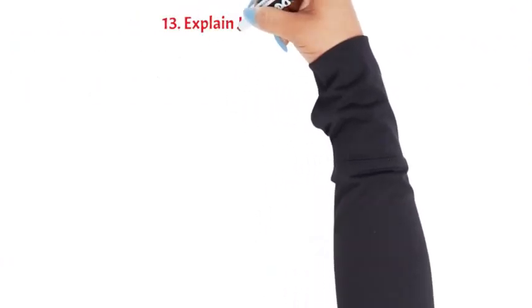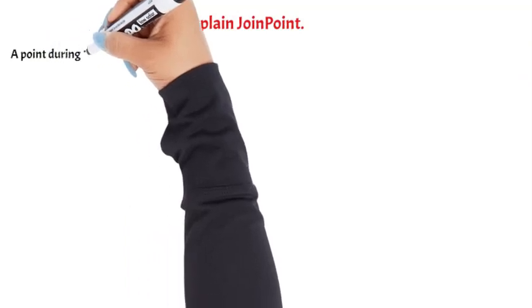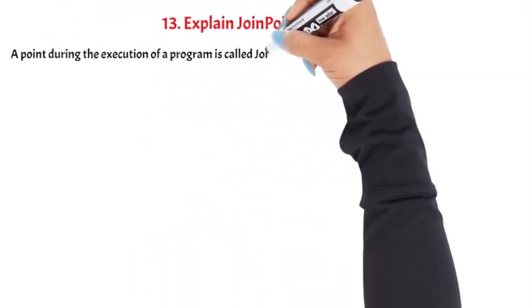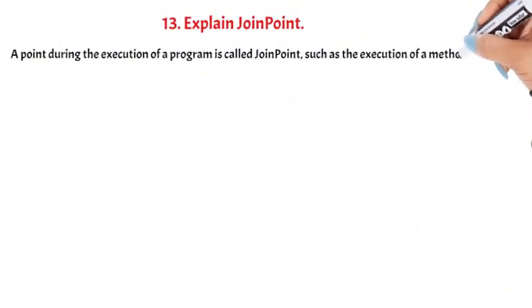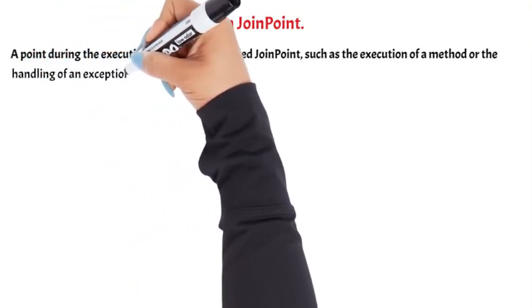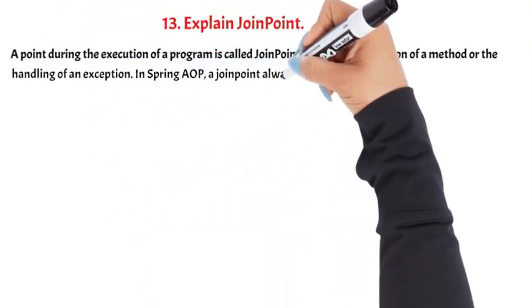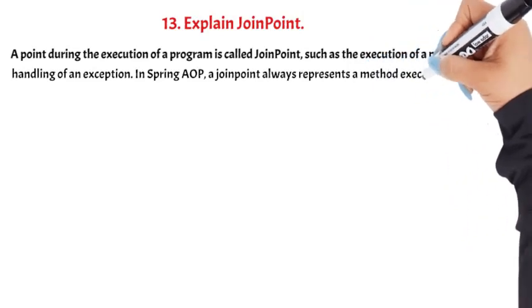13. Explain JoinPoint. A point during the execution of a program is called a JoinPoint, such as the execution of a method or the handling of an exception. In Spring AOP, a join point always represents a method execution.